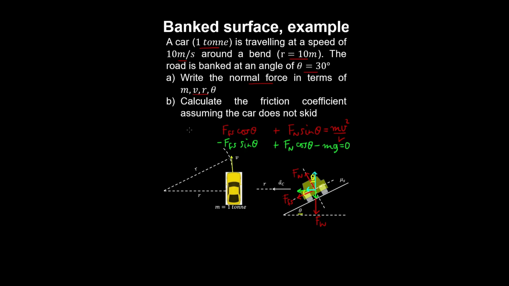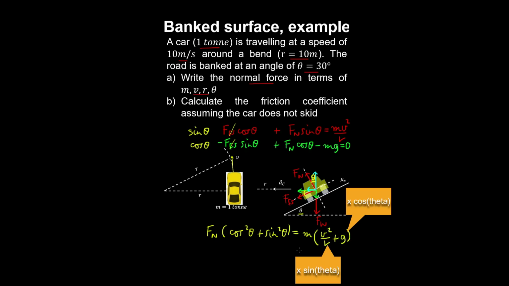and now if we multiply the first equation by sine theta and the second equation by cosine theta and add the equations together, well, we eliminate the friction force. And using the trig identity, this is equal to 1, so you can solve for the normal force.